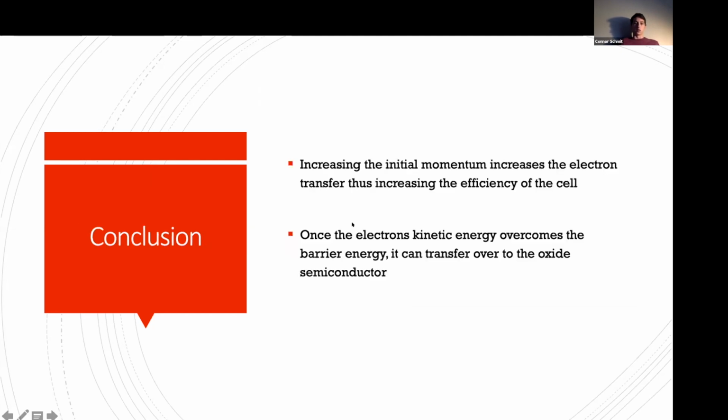And then in conclusion, all the data supported that increasing the initial momentum increases the electron transfer, thus increasing the efficiency of the cell. And then once the electron's kinetic energy overcomes the barrier energy, it can transfer over to the oxide semiconductor.